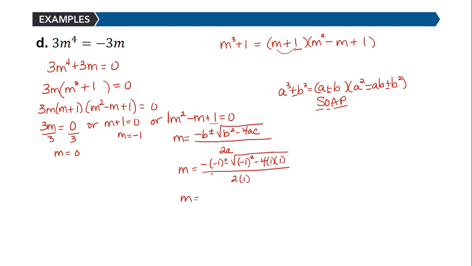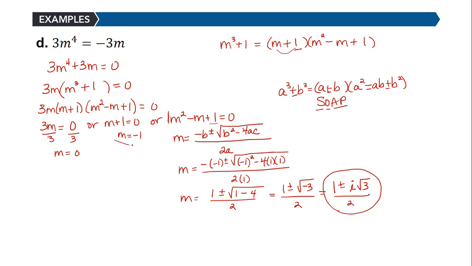So m is equal to positive 1 plus or minus the square root of 1 minus 4, divided by 2. And that's 1 plus or minus the square root of negative 3, divided by 2. And just remember that we can simplify the square root of negative 1 as i. So we really have 1 plus or minus i times the square root of 3, divided by 2. So this represents two imaginary solutions, and then we have two real solutions from negative 1 and 0. So our solution set would be negative 1, 0, and then 1 plus or minus i times the square root of 3, divided by 2.